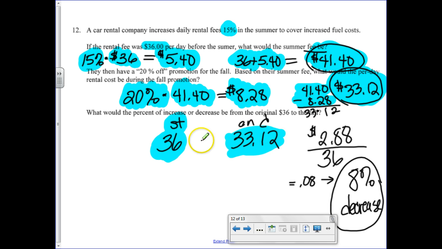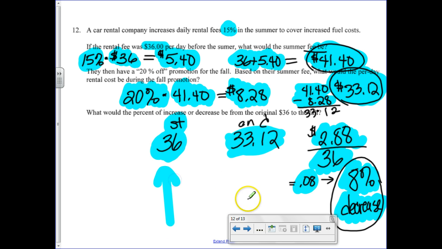$33.12. Okay, so I'm starting here, I'm ending here. That's originally what that said. What is the difference when you subtract those two? I changed by $2.88. My original price was $36. When you do that division, you get this decimal, 0.08, and that is an 8% overall decrease in the price from where you started to now where you end.